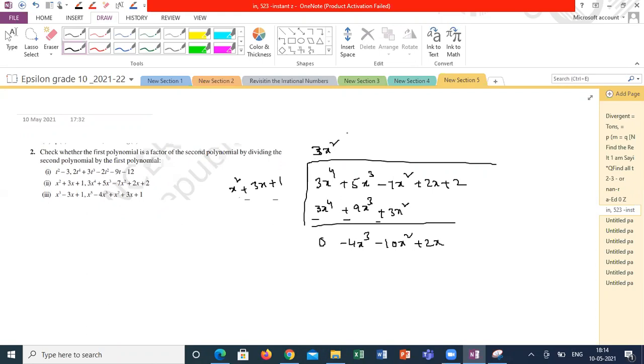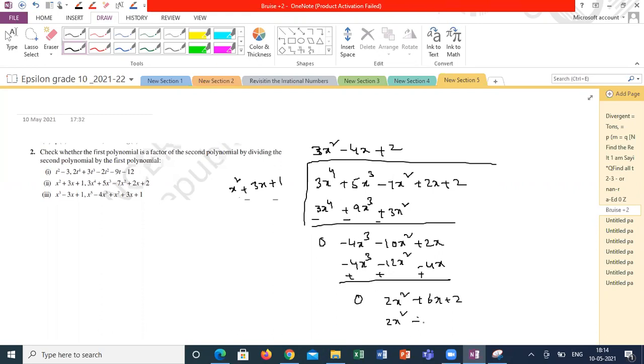Minus 4x: minus 4x cube minus 12x square minus 4x plus 0. 2x square plus 6x plus 2, plus 2. 2x square plus 6x plus 2 minus, the remainder is 0. So the second one also, remainder is 0.